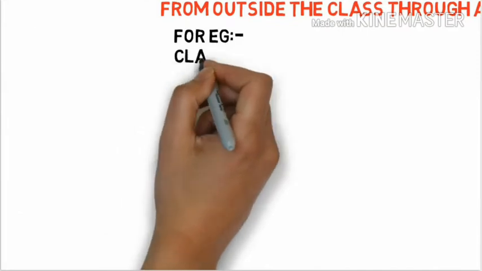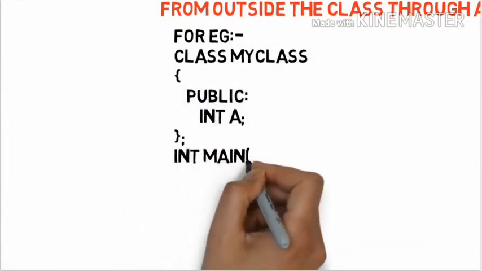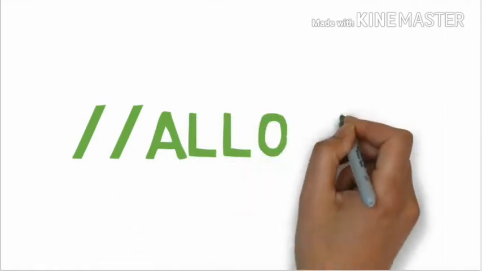For example, let's take a class instance and declare it public. This is done by writing public before the data member and its functions. If you run this code, it will execute and no problem will arise.